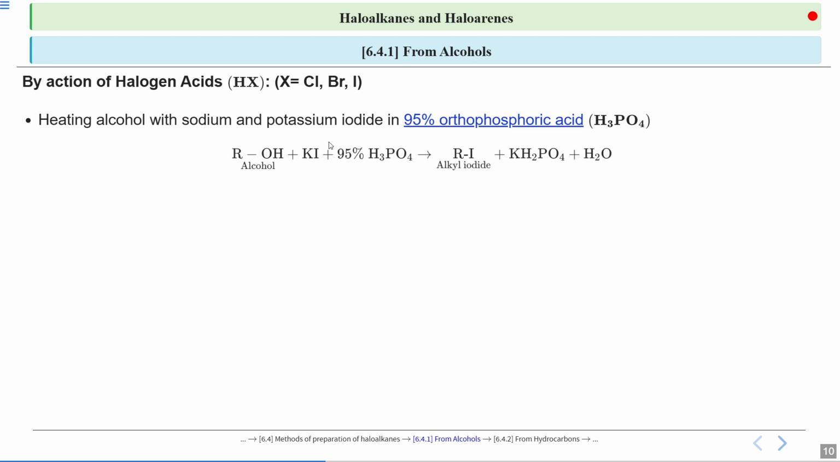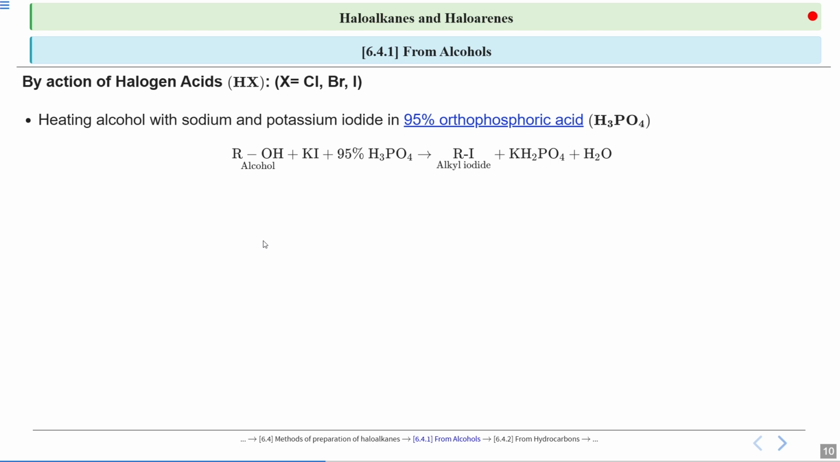Alcohol reacts with potassium iodide in 95% orthophosphoric acid to give you alkyl iodide, RI, plus KH2PO4 plus H2S as side products. So the H3PO4 which we are using here is a non-oxidizing acid.